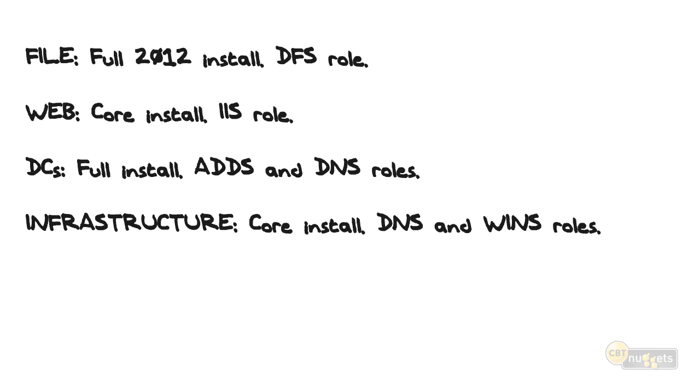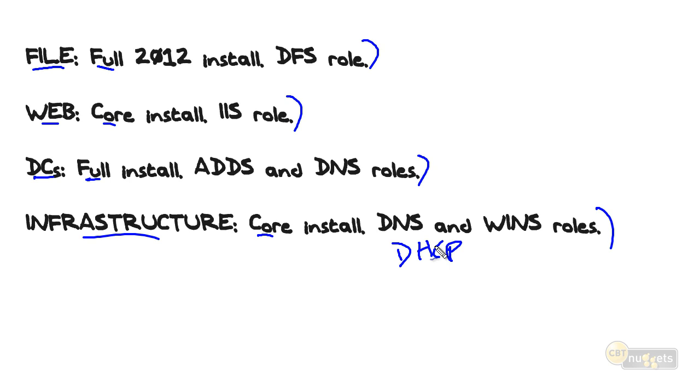Here's the 4 different types of servers you plan to deploy: file servers, web servers, domain controllers, and infrastructure. Now, your file and DCs are going to get a full install of Windows Server 2012, whereas your web and infrastructure servers are just going to get a server core install. Each of those different types of servers has different server roles you want to have on them: DFS, IIS, Active Directory Domain Services, and DNS. And then your infrastructure, you're going to have DNS and WINS on there. You might also have DHCP on there as well. We can toss that in.